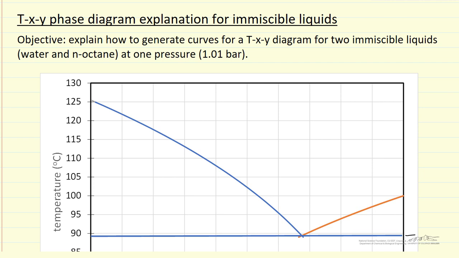I'm going to describe how we generate a temperature mole fraction diagram for a system that has two immiscible liquids, in this case water and normal octane. And this diagram is for one pressure, 1.01 bars. Let's look at the diagram.